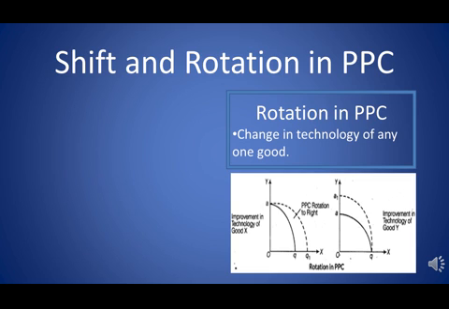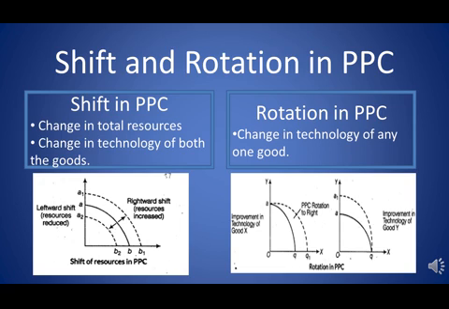The next diagram shows that there is an improvement in technology of good Y. So instead of OA quantity of good Y, now the economy is in a position to produce OA1 quantity of good Y. Again, the PPC curve has rotated to the right.